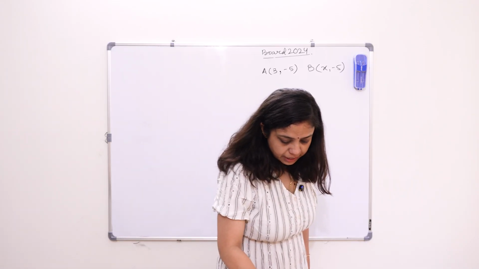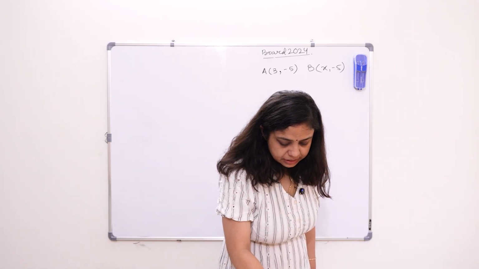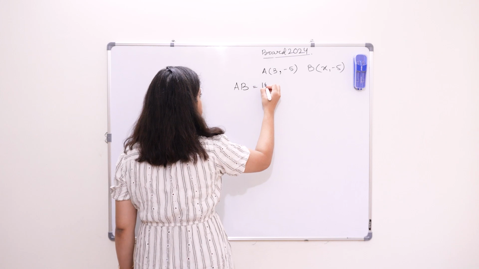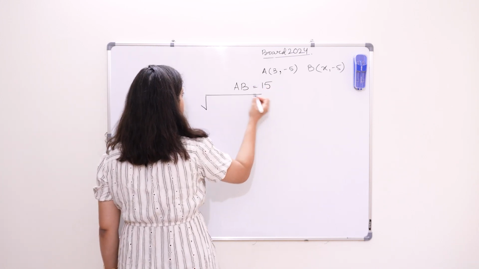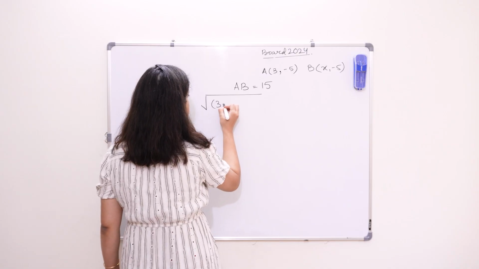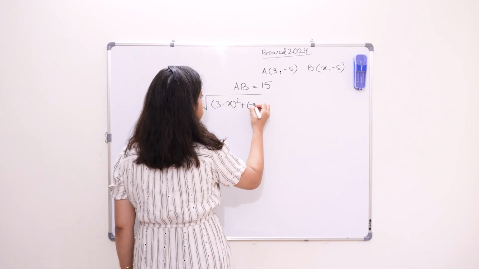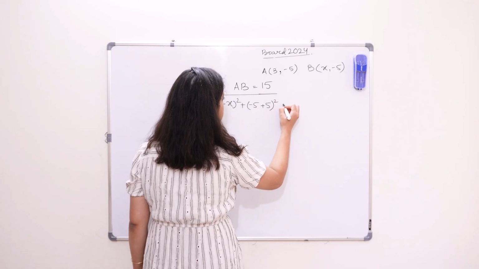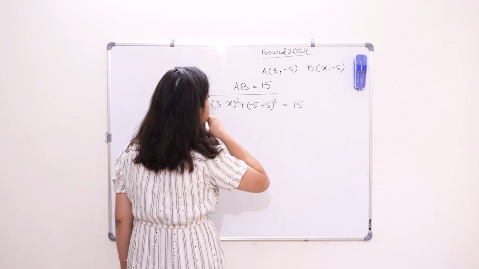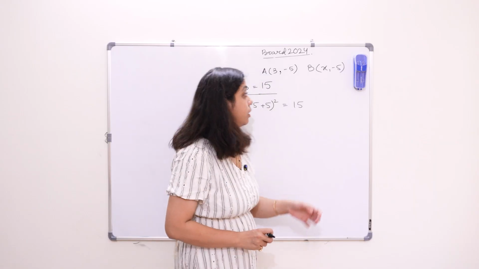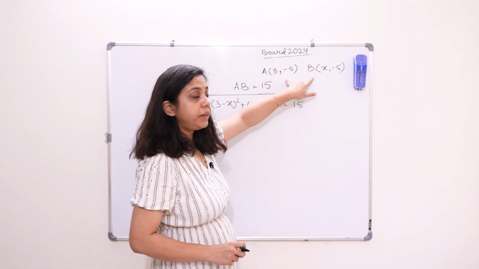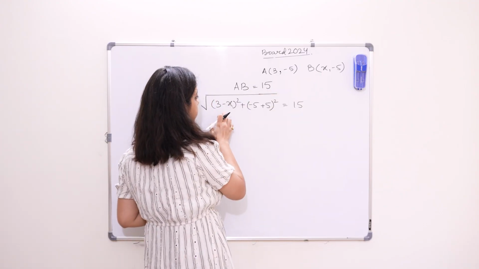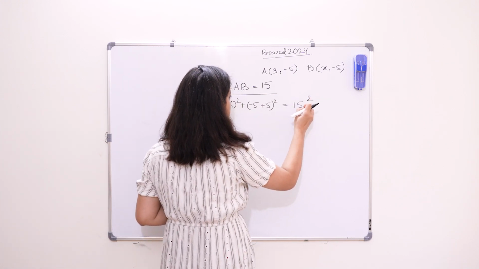Right? Now, what we are going to say is that if the distance between the points this and this is 15 units, basically, अगर मैंने बोला है कि AB is equal to 15, which means square root of 3 minus x का square plus minus 5 plus 5 का square is equal to 15. Right. So my question says there are 2 points A and B. A है 3 comma minus 5 and B है x comma minus 5. The question is AB is equal to 15.